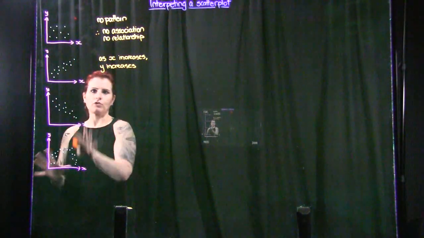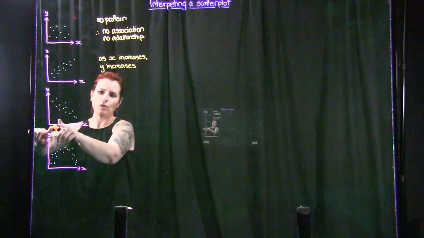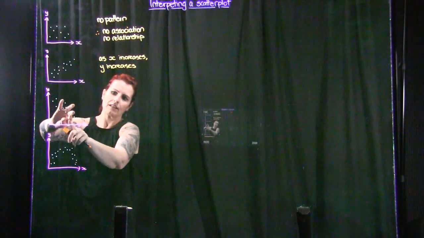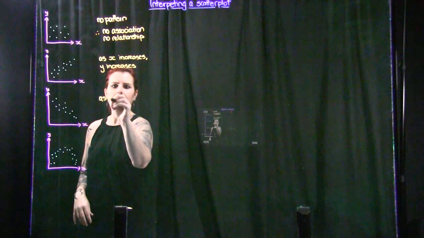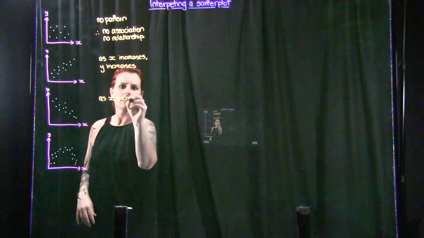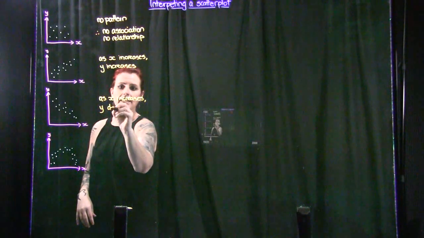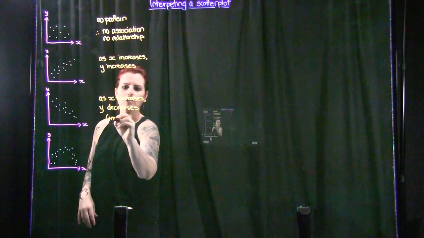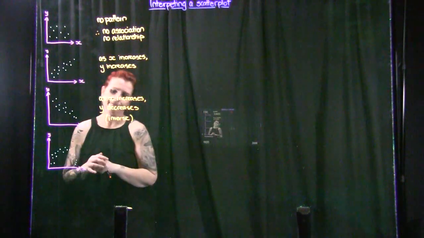This next one, also clear pattern that we can see. As x increases, so as we go along the x-axis here, the dots are going down the y-axis. So as x increases, y decreases. Now we call this an inverse relationship. As one goes up, the other goes down.